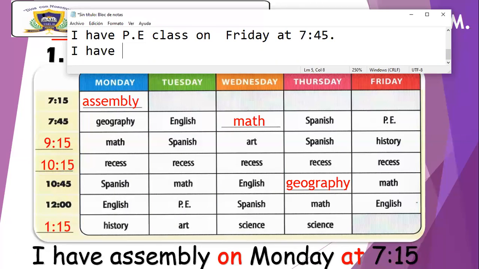I have what else? Math. Vamos a ponerle math. Math del día Thursday. Yeah, Thursday. I have math on Thursday. On Thursday. Come on. On Thursday.